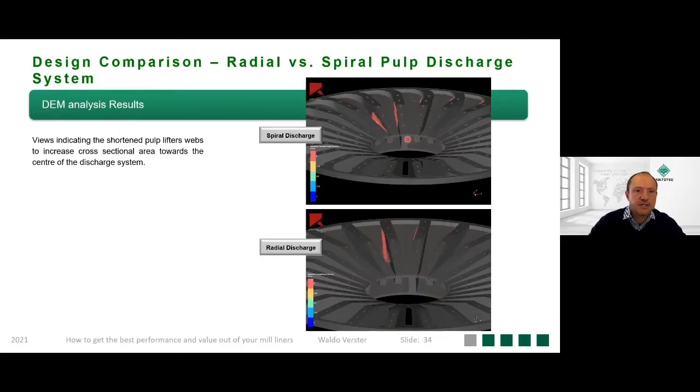This slide here gives you an excellent view of the shortened pulp lifter webs, and that is to increase the cross-sectional area in this area of the discharge design. So you can see we've incorporated this improvement in both the radial design and the spiral design, so there is no significant difference between the radial and spiral design with regards to the cross-sectional area towards the center of the discharge system.